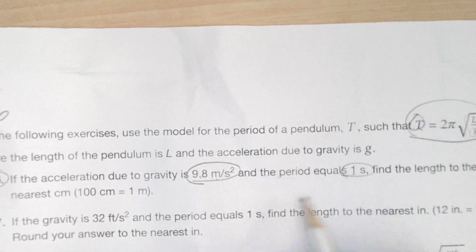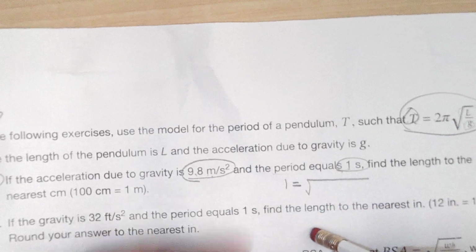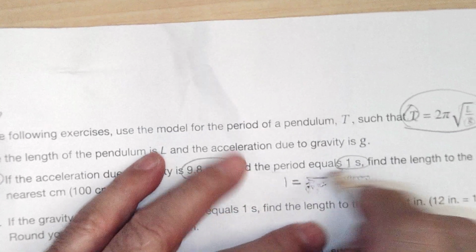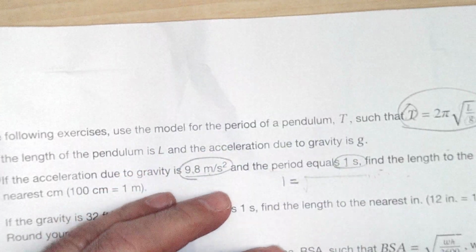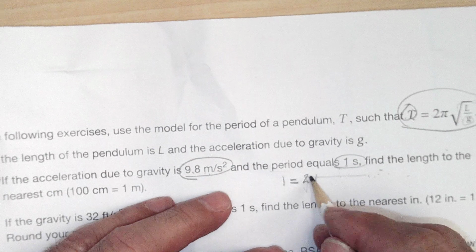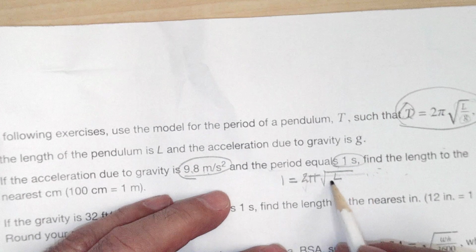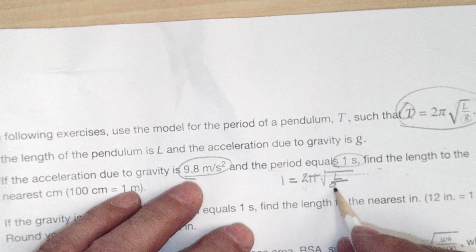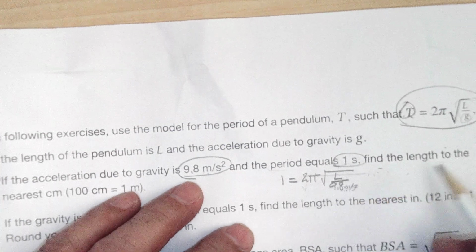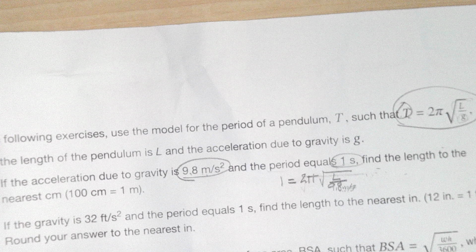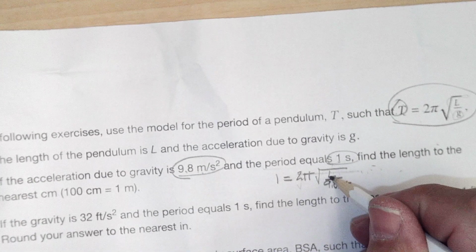So we put 1 in place of the T. Oh, boy, I messed up there. It starts off with a 2 pi times the square root of L, which we're trying to figure out, over g, which is 9.8 meters per second squared. So the meters is important. Since that's meters, L is going to come out in meters.